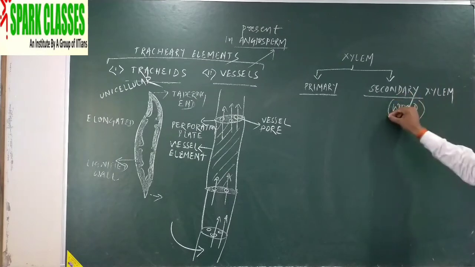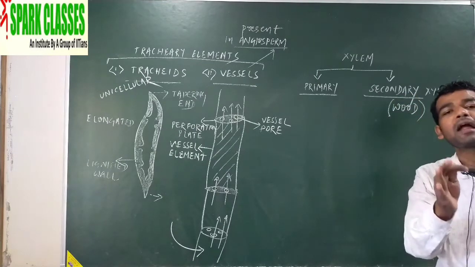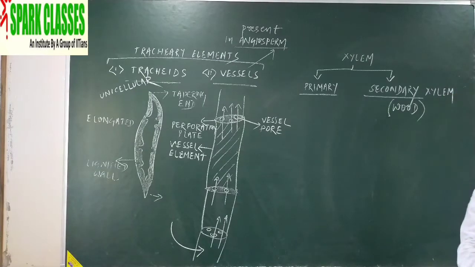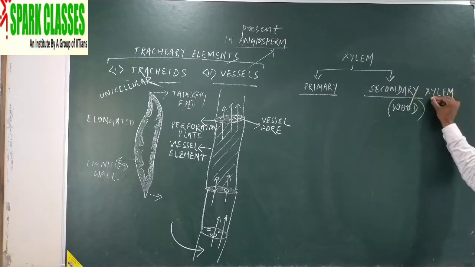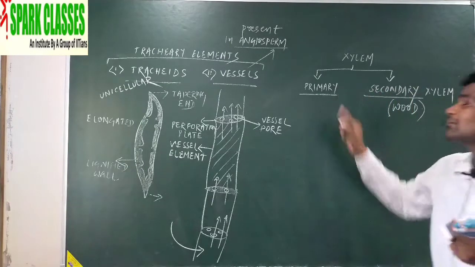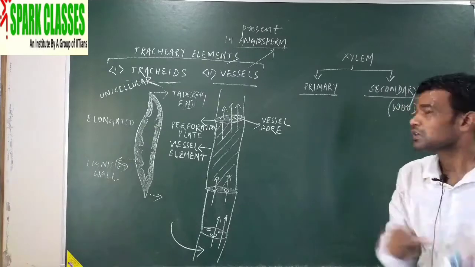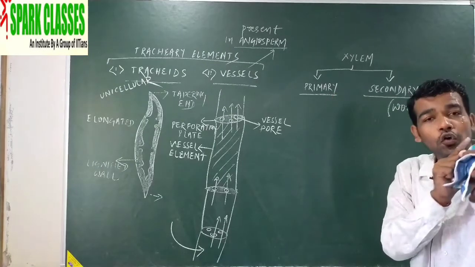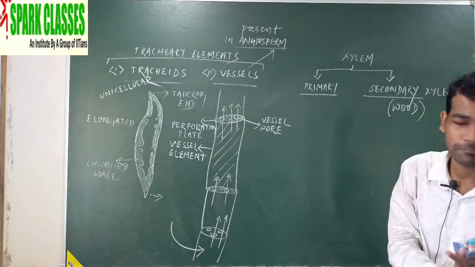What are the woods you are using? Different woods of the plant you are using for furniture in your home. Different furniture is made from the woody substances which are collected from the plant body, that is nothing but the secondary xylem. So secondary xylem's other name is wood, but primary xylem is never called wood. You have to remember, primary xylem is not that strong, so that's why primary xylem is not called wood. Clear?